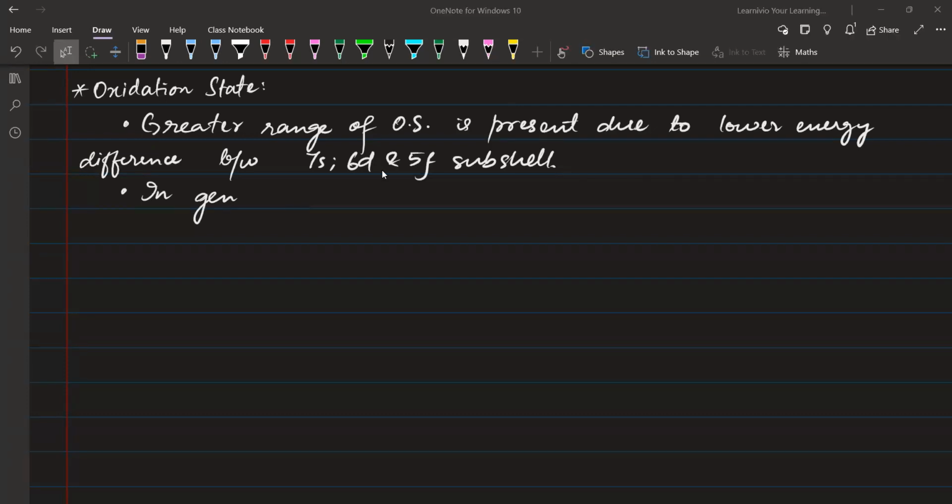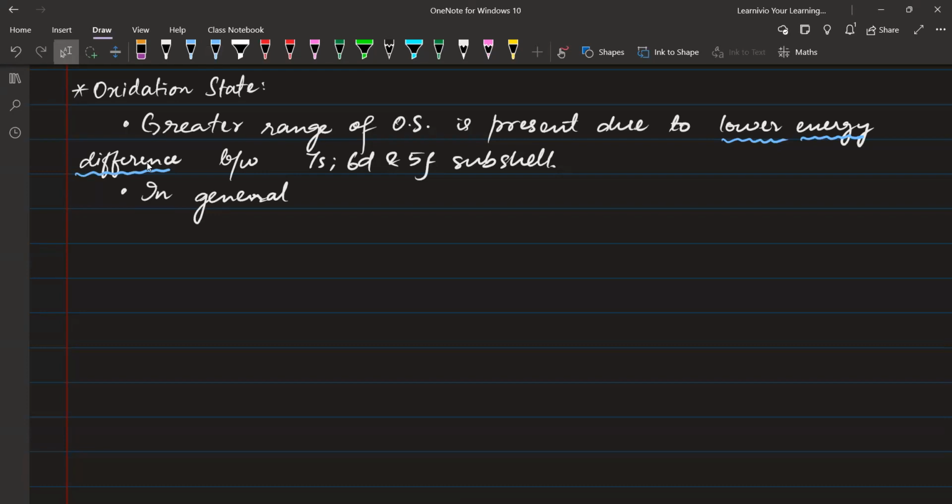In general, कहीं पे भी सवाल आ जाए ना, like why does something show variable oxidation state, the answer you should give is always this one. Whether they ask it regarding the d block elements, whether they ask it regarding lanthanides, whether they ask it regarding the actinides, always give: due to low energy difference between whatever shells are present.